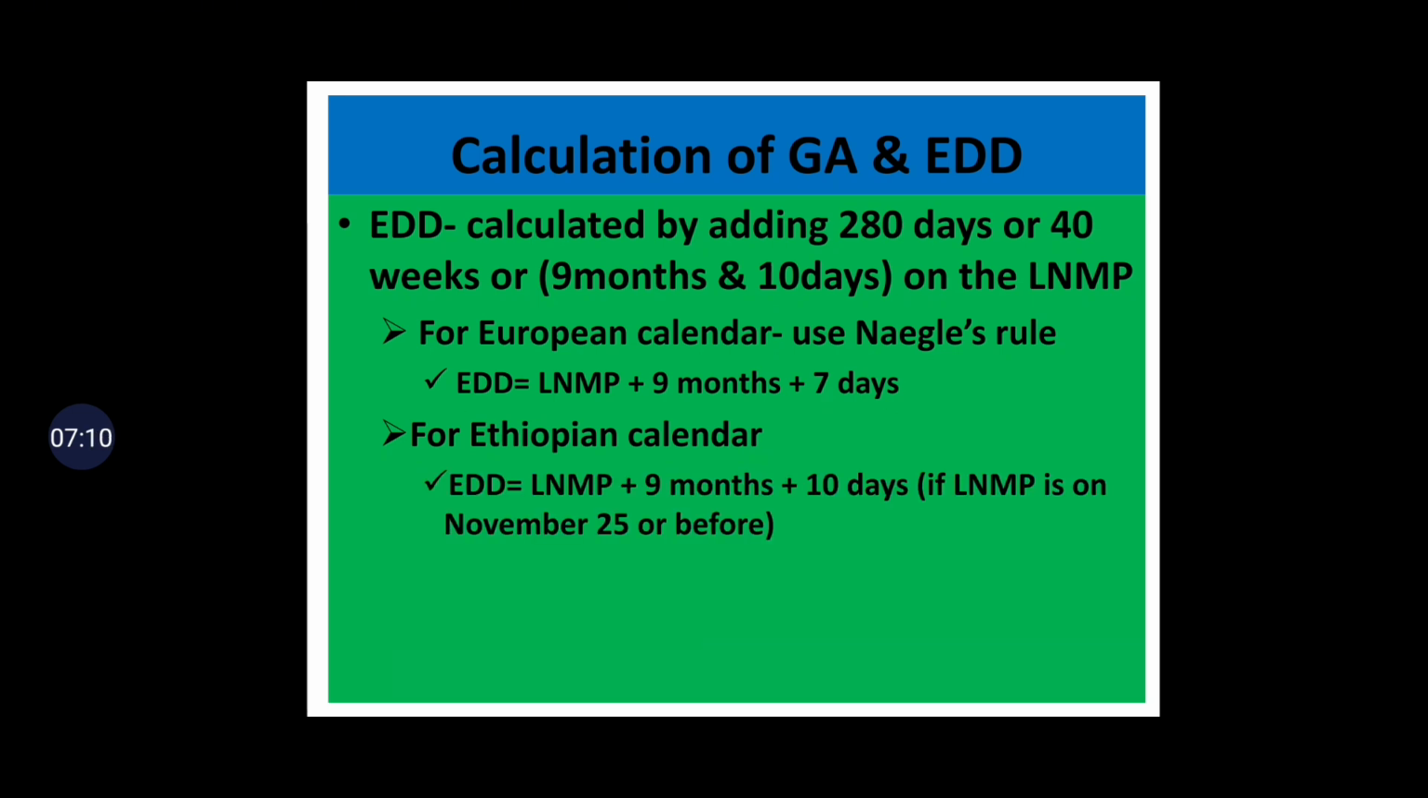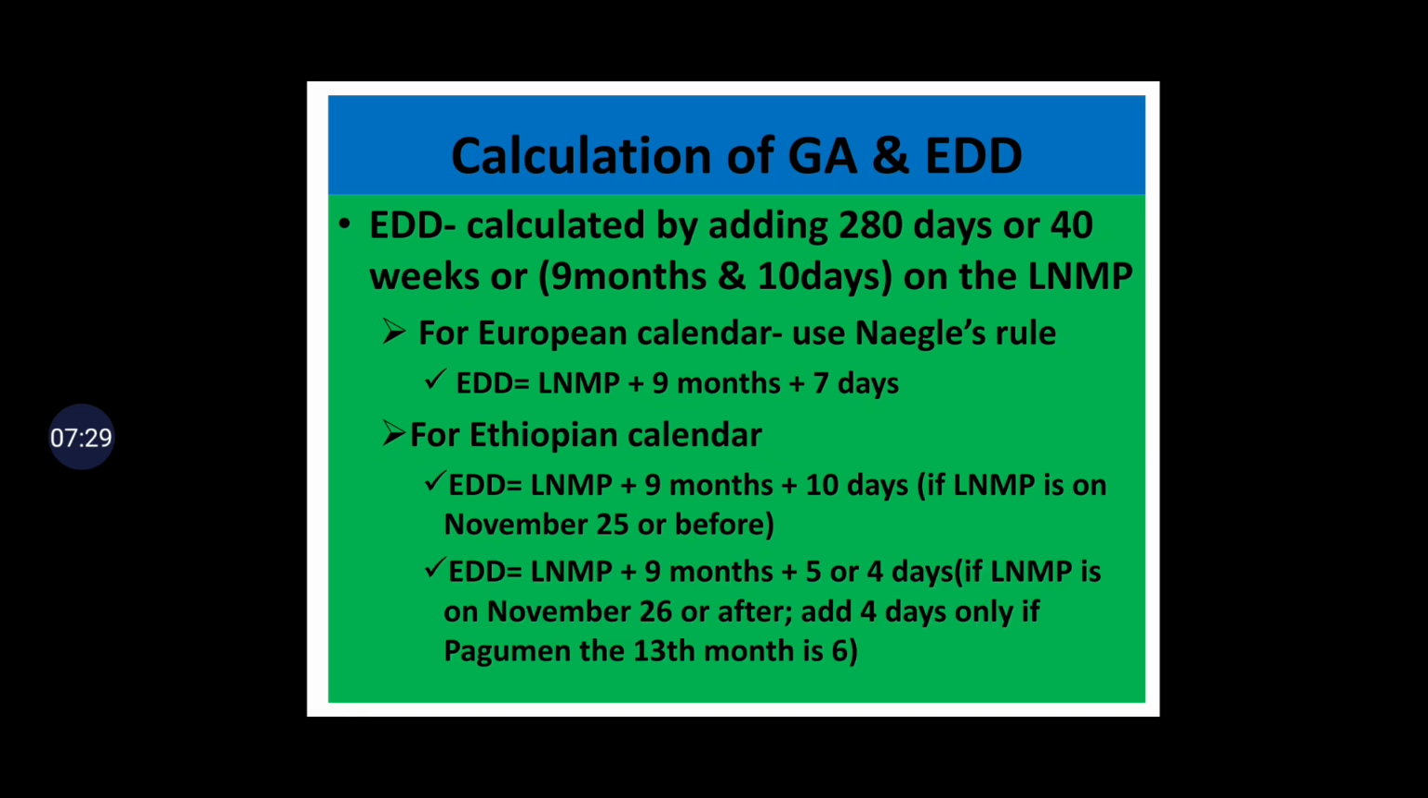For the Ethiopian calendar, EDD equals last normal menstrual period plus 9 months plus 10 days, if it doesn't cross the year, or if the last normal menstrual period is on November 25 or before. If it crosses the year, or the last normal menstrual period is on November 26 or after, EDD equals last normal menstrual period plus 9 months plus 5 or 4 days. We will add 5 when Pagume is 5, and we will add 4 when Pagume is 6.